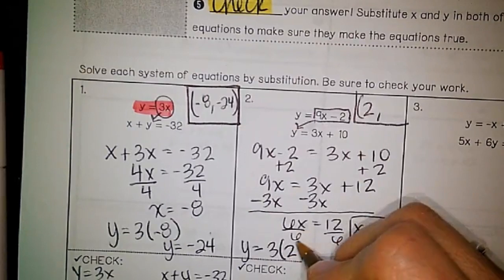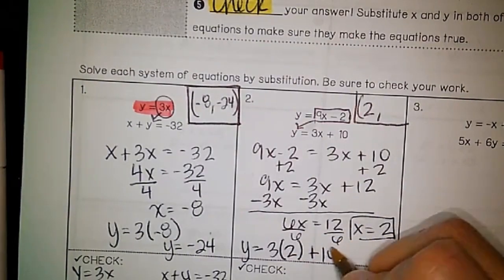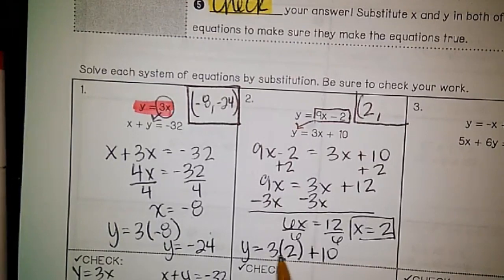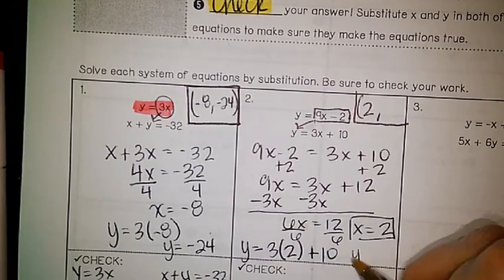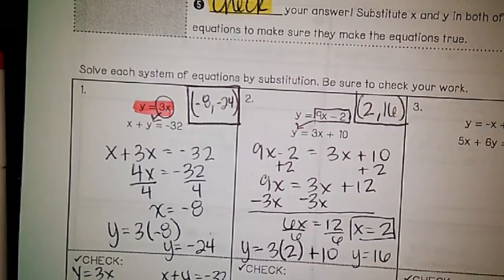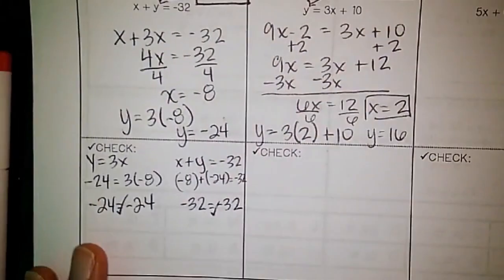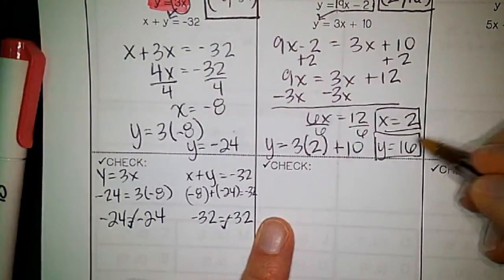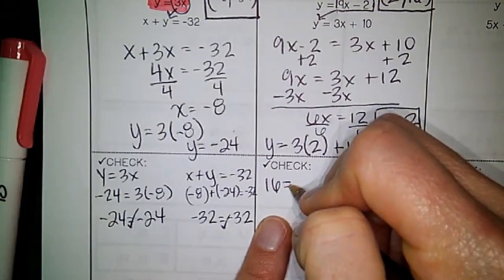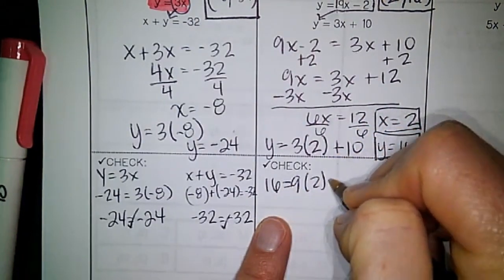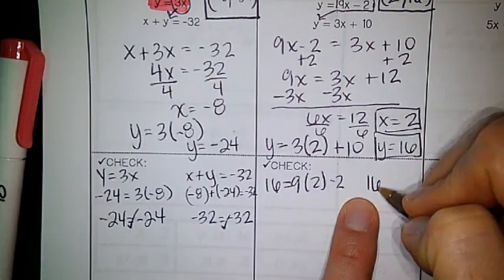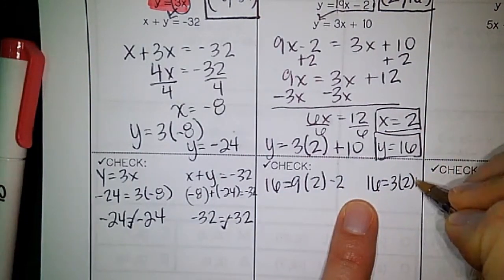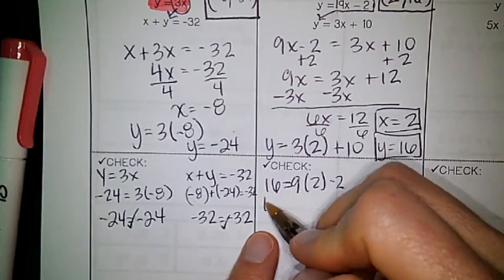Now we're going to check it. So I'm going to rewrite it with all of my information. 16 equals 9 times 2 minus 2. 16 equals 3 times 2 plus 10. Okay, ready? 16 equals 9 times 2 is 18, 18 minus 2, 16 equals 16. We got it right. Now we have 16 equals 3 times 2, which is 6, plus 10. 16 equals 16. We got it correct.